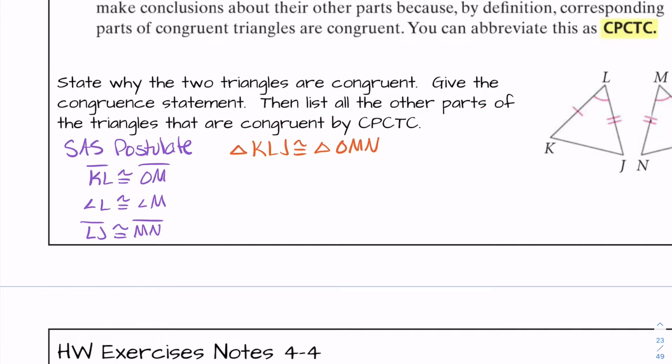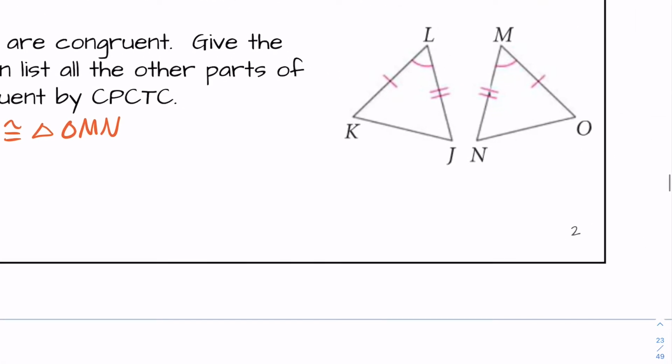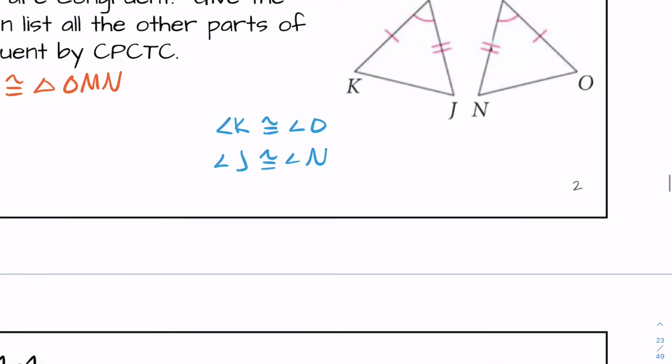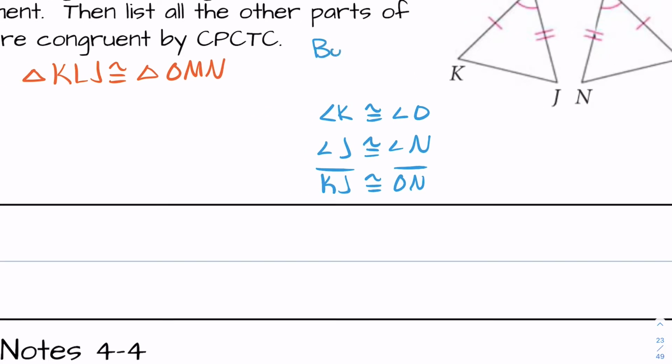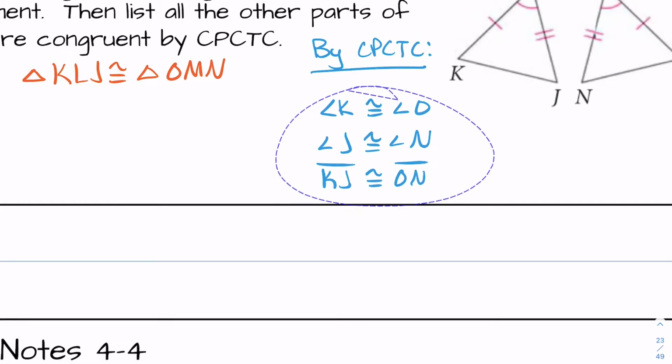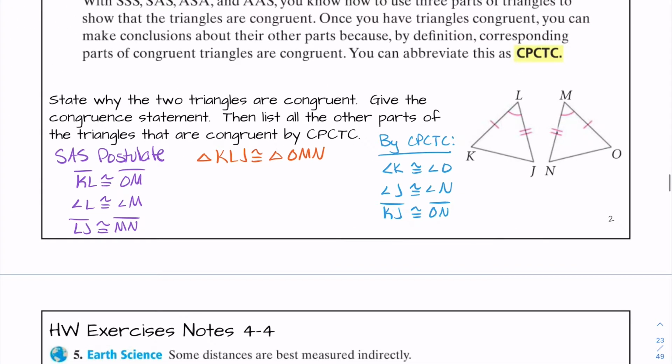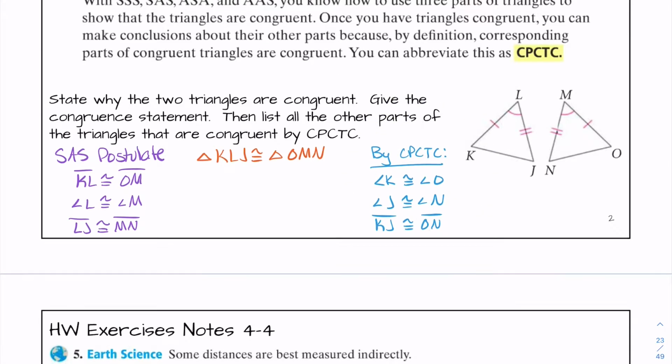So here are the other parts. What I do know is that angle K is congruent to angle O. Angle J is congruent to angle N. And side KJ is congruent to side ON, in that order. So I'm going to put by CPCTC. By CPCTC, here's what I know. All right. Pretty simple, just expanding on what you already have been working on.